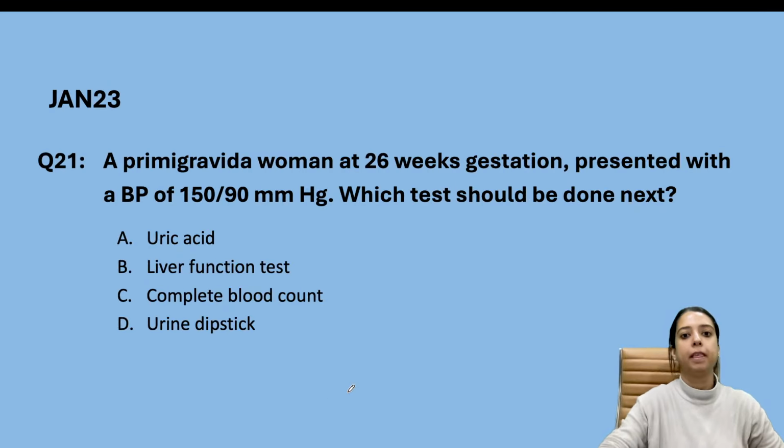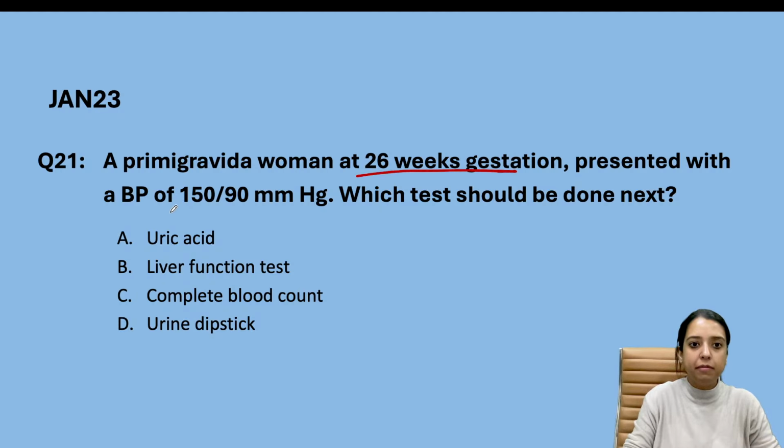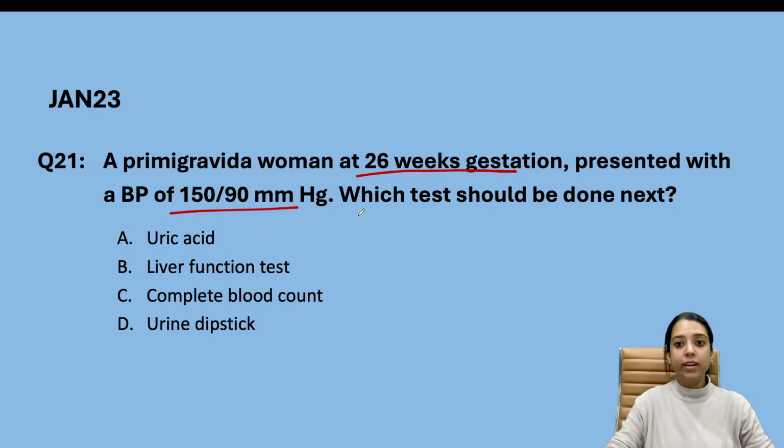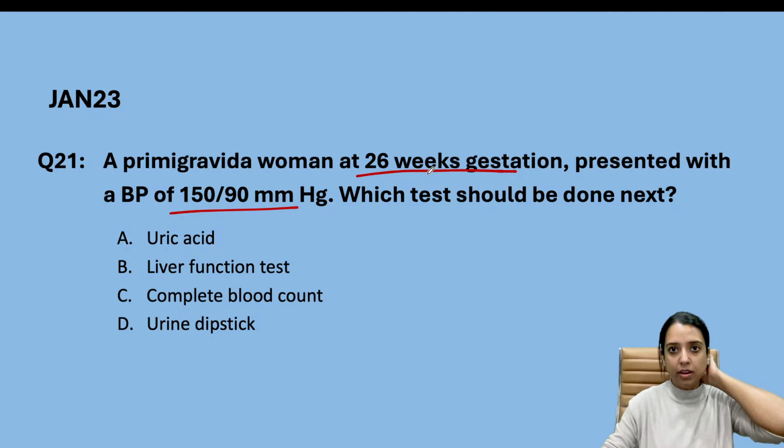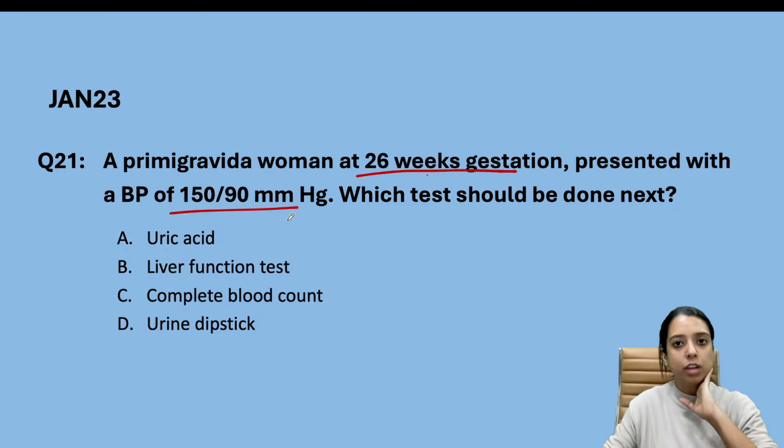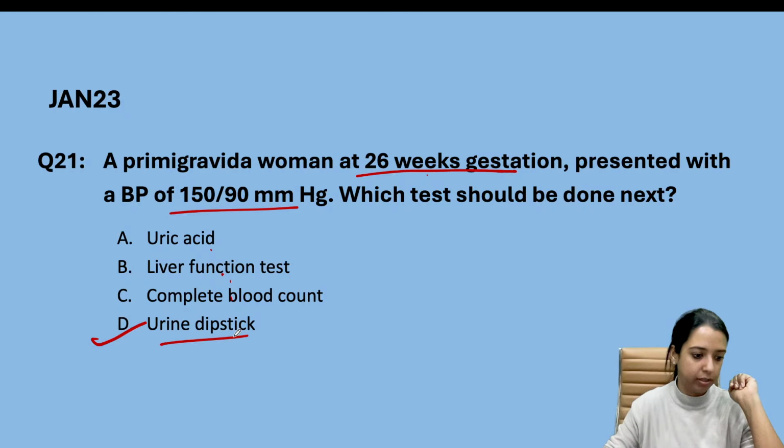ठीक है. A primi gravida woman at 26 weeks presents with BP 150/90. What is the next test? She is at 26 weeks. She is pregnancy induced hypertensive. I don't know whether preeclampsia or gestational hypertension. How will I know? I'll do a urine dipstick. Baki investigations are also done to know whether it is severe or non-severe. But first thing is, let me see if it is preeclampsia or not. So I'll do urine dipstick.